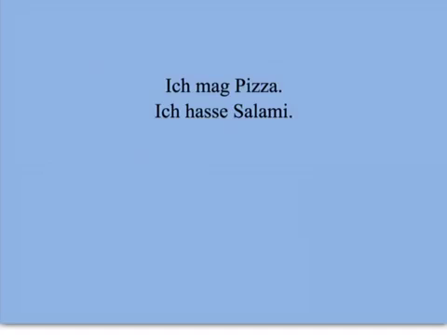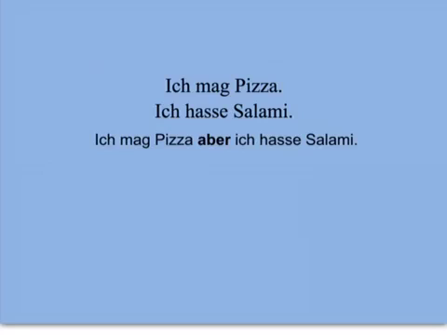Remember, coordinating things go together well and easily. If you take the two simple sentences here and join them with aber for but, you don't need to change any word order, nor do you need to add punctuation. You simply end up with Ich mag Pizza, aber ich hasse Salami. The two sentences have stayed the same, we've just put the word aber between.